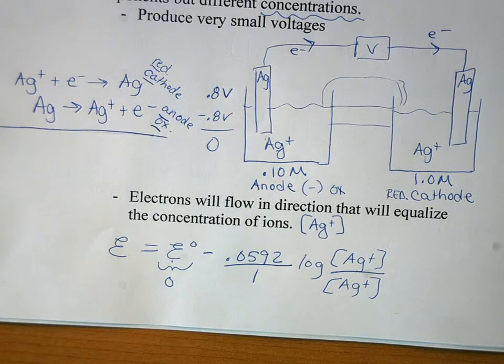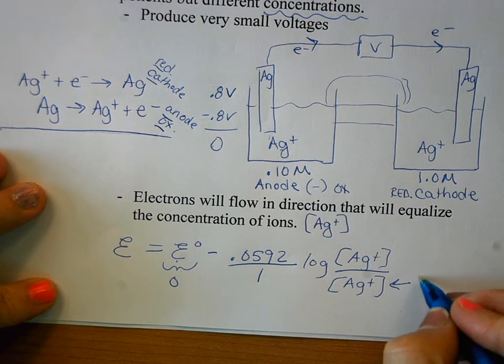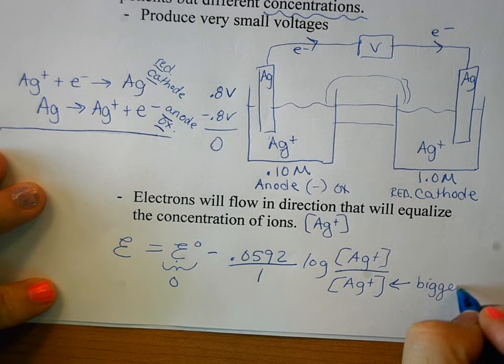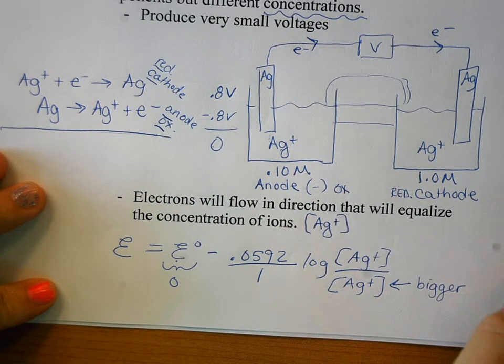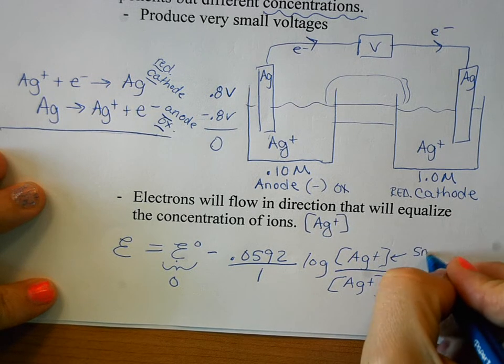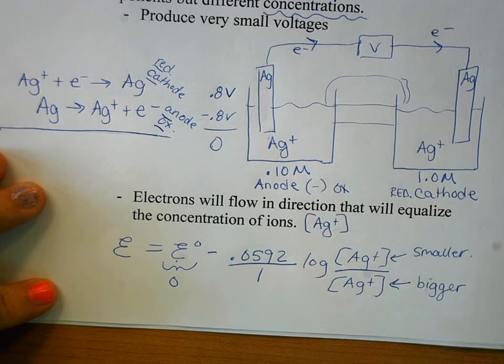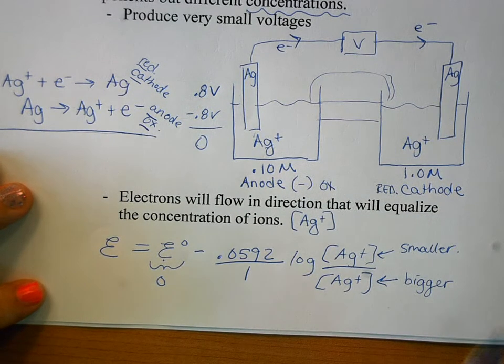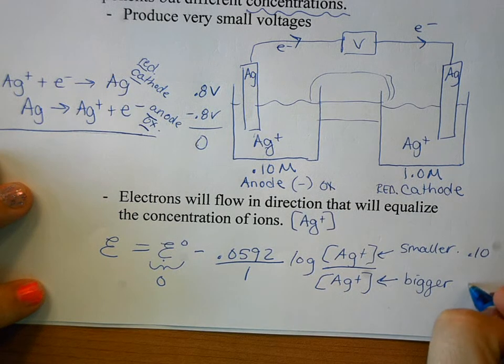Okay, so how do you know which concentration to plug in where? Just as a general rule, the bottom number is the bigger number. So this one would be the smaller concentration number. So I would plug in 0.10 over 1.0.